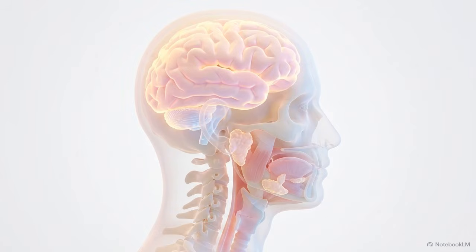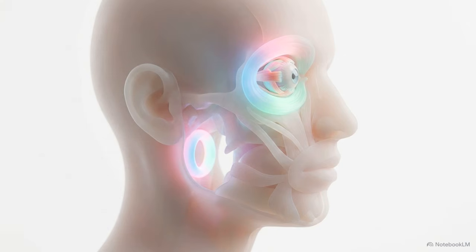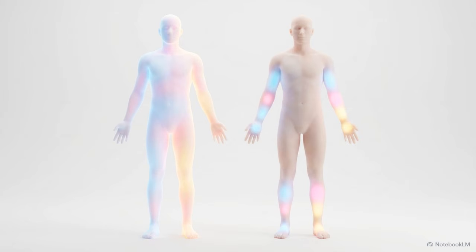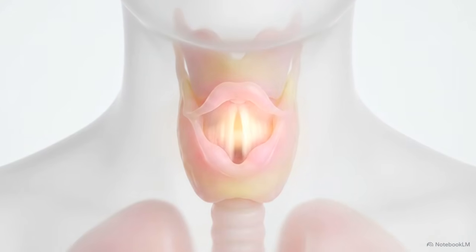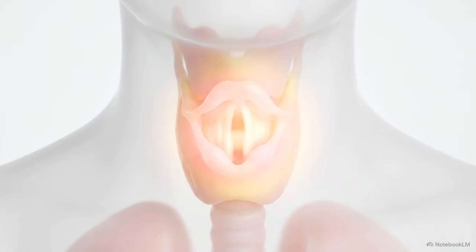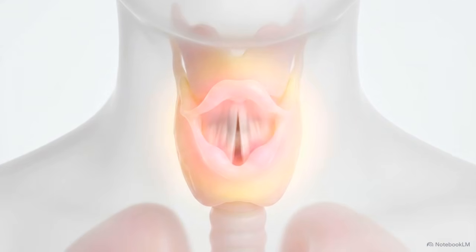In the head and neck, glucose-avid tracers heavily populate the brain cortex, the salivary glands, Waldeyer's ring in the pharynx, and the extraocular muscles of the eye. Even standard behavior alters the map. A patient who talks excessively prior to the scan will show an anomalous, intense activity spike directly in the larynx.